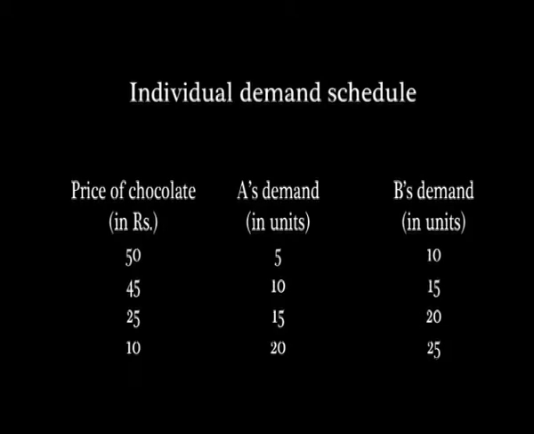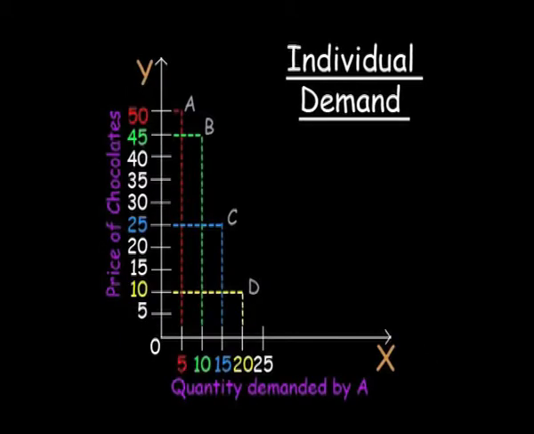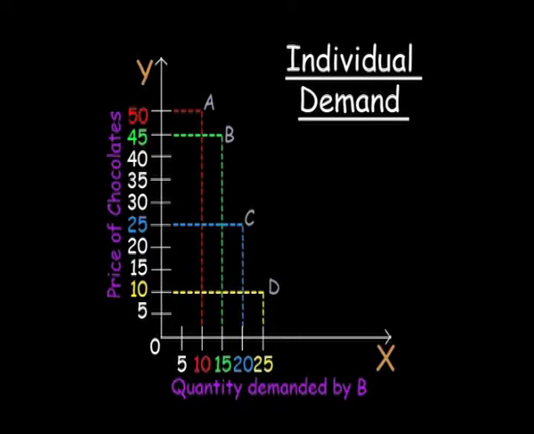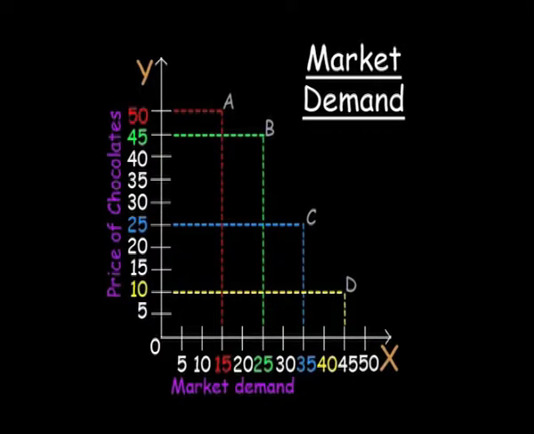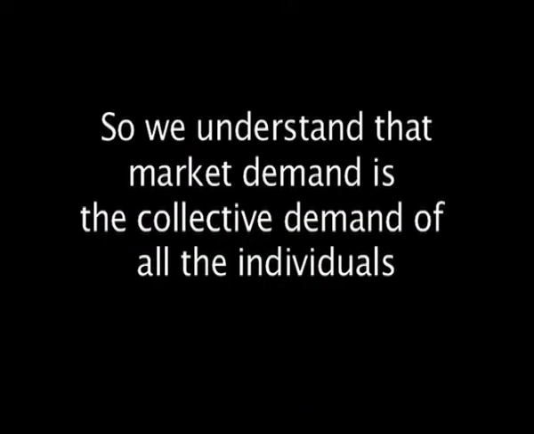Let's take the example of market demand into consideration. Kindly have a look at this market demand schedule. At price rupees 50, individual A's demand for chocolates is 5 units and B's demand for chocolates at rupees 50 is 10 units. Together, individual A and B's demand is the market demand, which is 15 units, and so on. So we understand that market demand is the collective demand of all the individuals.